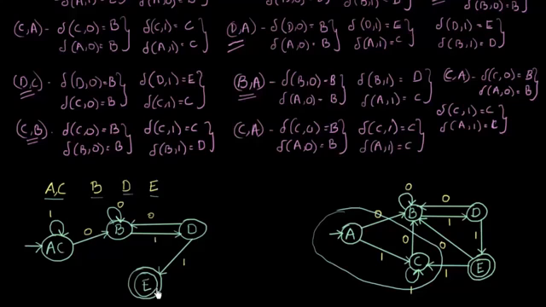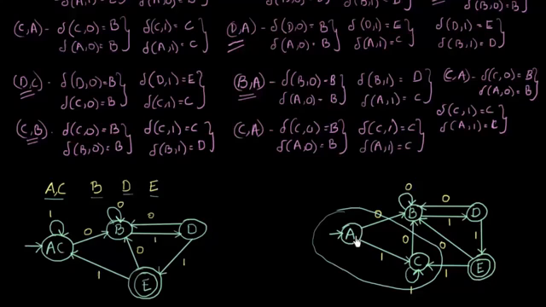State E. E on getting input 0, where does it go? It goes to B. So let us send E to B on getting input 0, and on getting input 1, where does E go? E goes to C. That means it should go to AC. So on getting input 1, E goes to AC. So this is the minimized DFA that we have obtained.